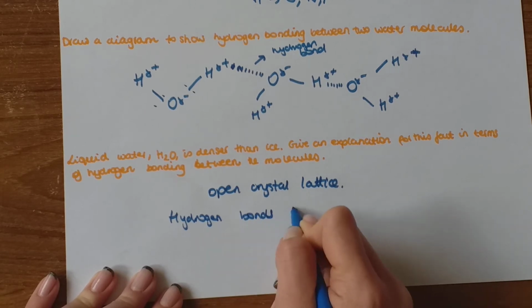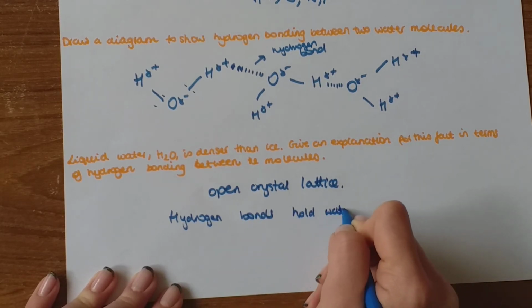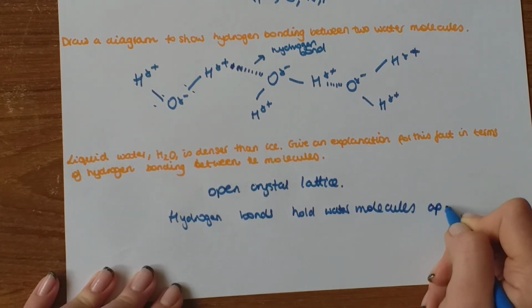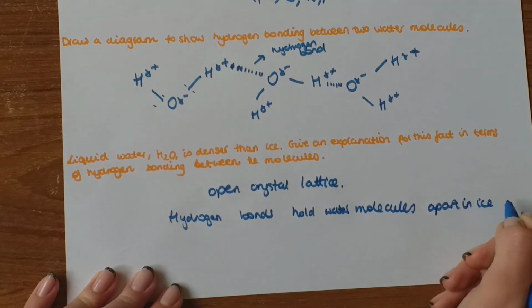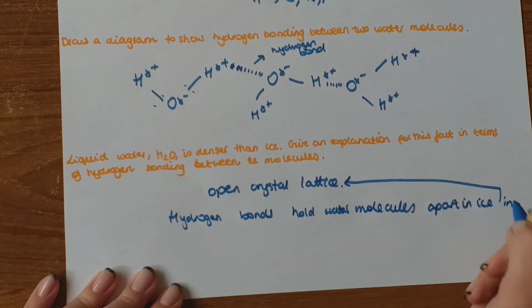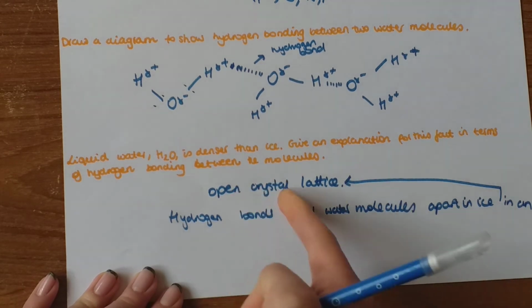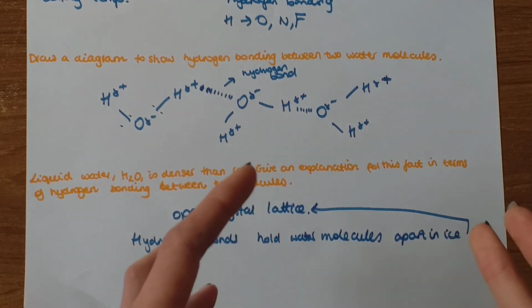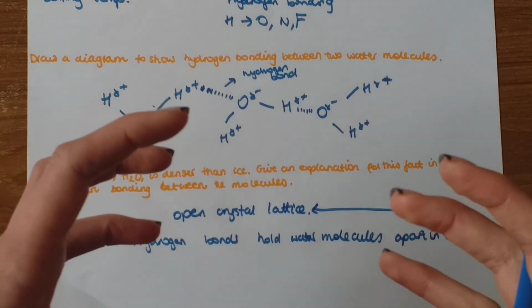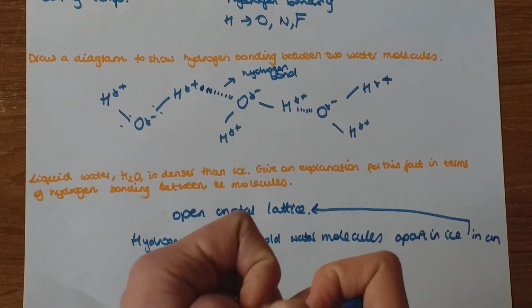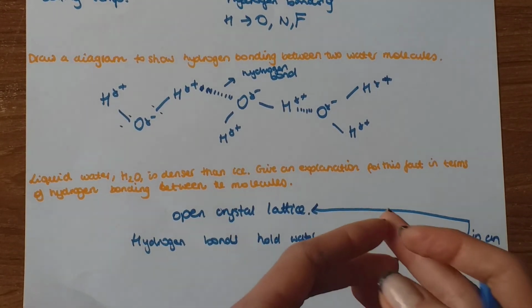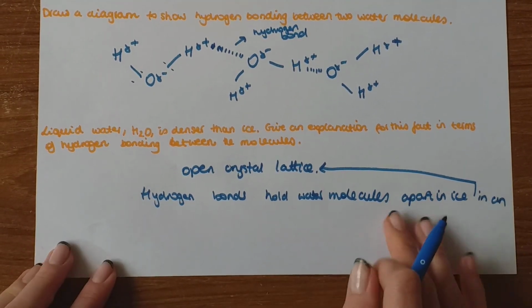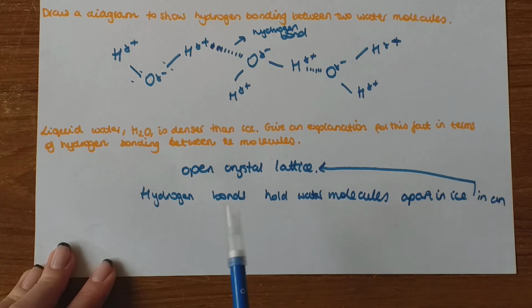So how you answer this question is: hydrogen bonds hold water molecules apart in ice in an open crystal lattice. And by the time when the ice is melted, the hydrogen bonds come back together, which means that ice is less dense than water.